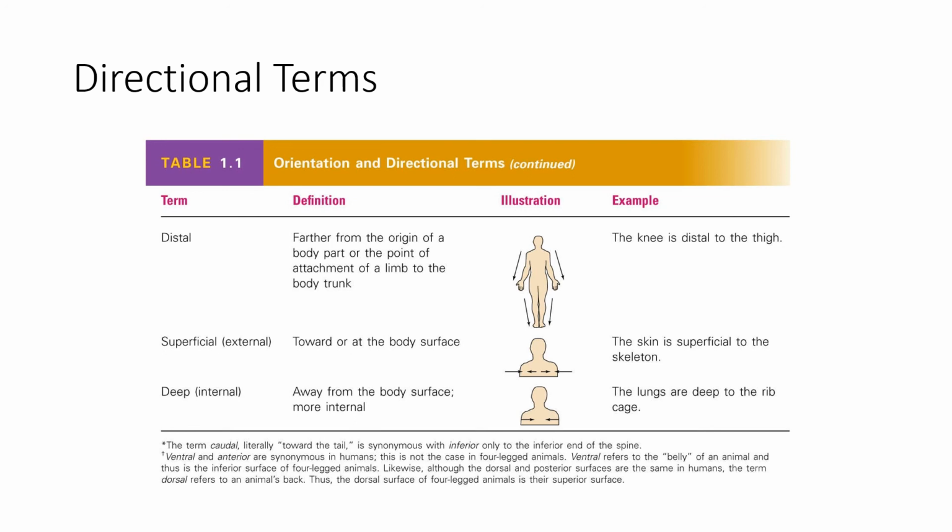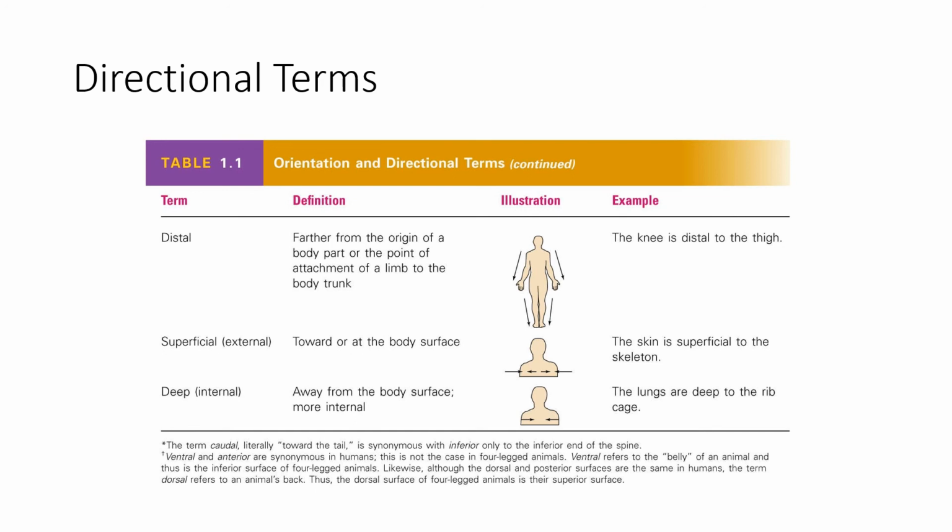Deep is going to be the opposite of this, being more internal. The lungs are deep to the rib cage because they are underneath. A few others that I'll talk about, and I do reference on the lecture notes, would be dorsal versus plantar or dorsal versus palmar. Dorsal, again, is going to reference the back of things. Dorsal is the back of the hand as well as the top of the foot.